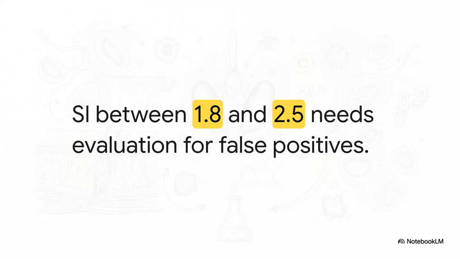But as we all know, science is rarely just black and white. So be on high alert for trick questions on your exam regarding the borderline zone. If you get an SI value that sits somewhere exactly between 1.8 and 2.5, the guideline explicitly warns us to tread carefully. This zone is totally notorious for false positives.